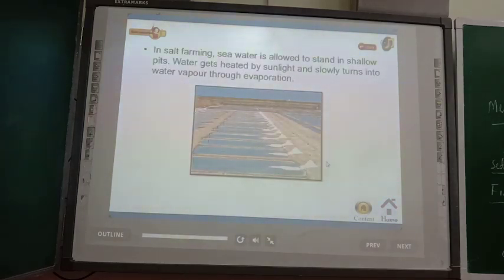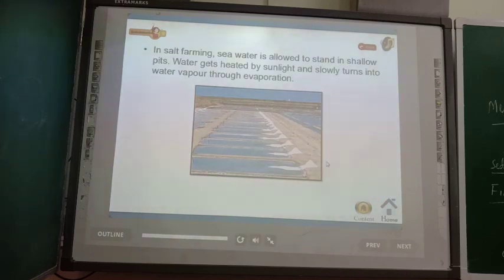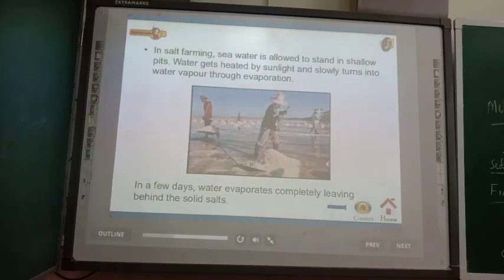In salt farming, seawater is allowed to stand in shallow pits. Water gets heated by sunlight and slowly turns into water vapor through evaporation. In a few days, water evaporates completely, leaving behind the solid salts. For detailed explanation, watch the next video carefully.